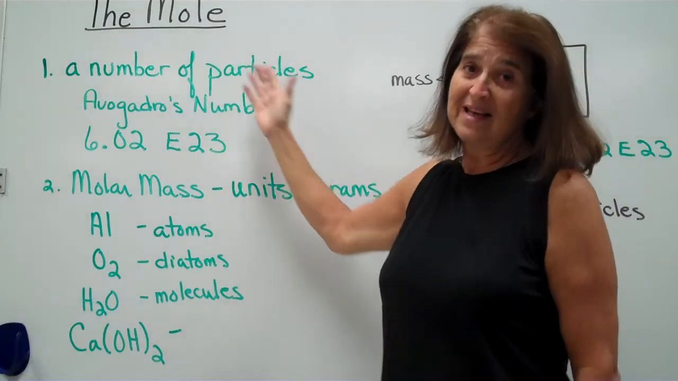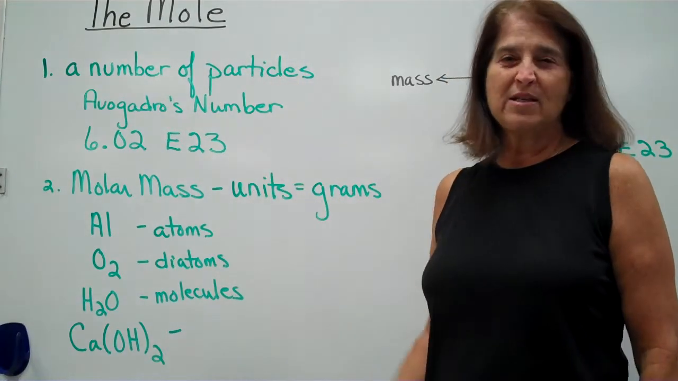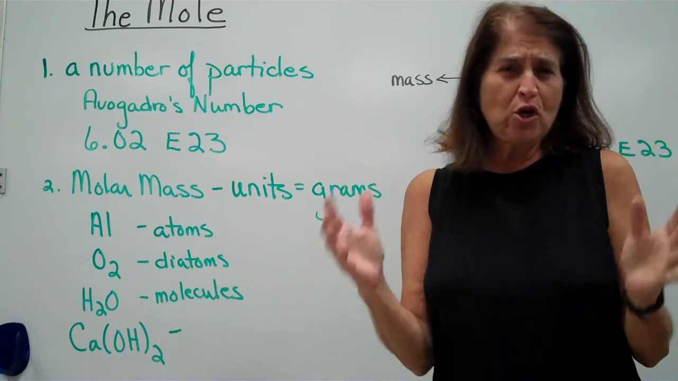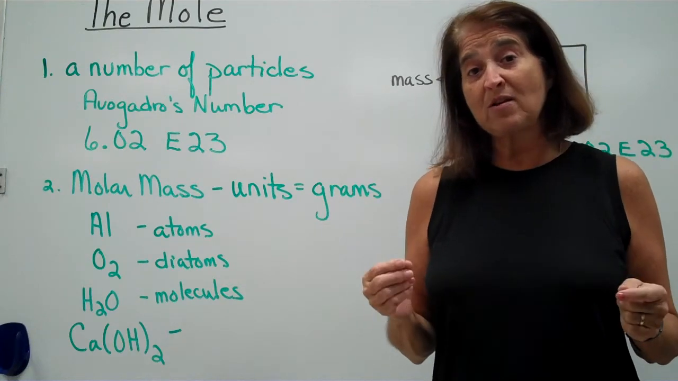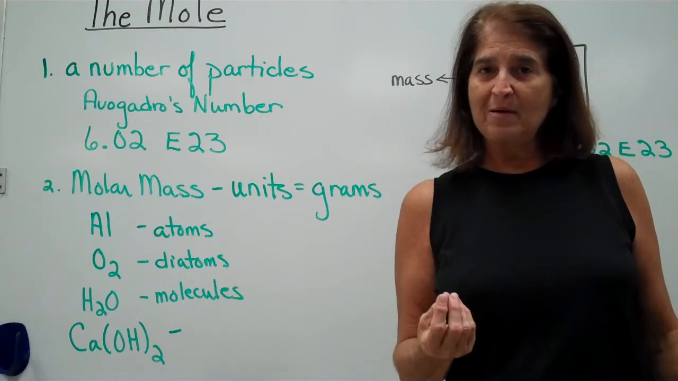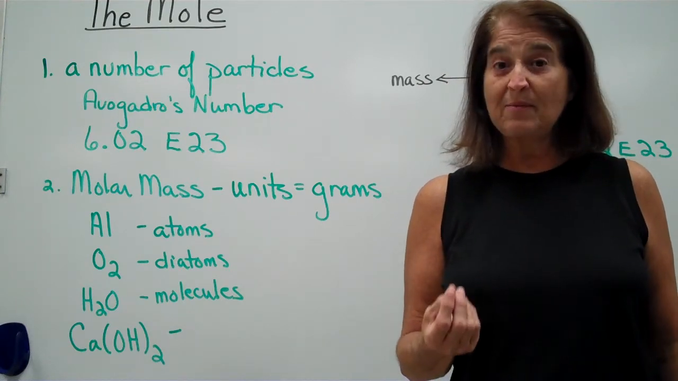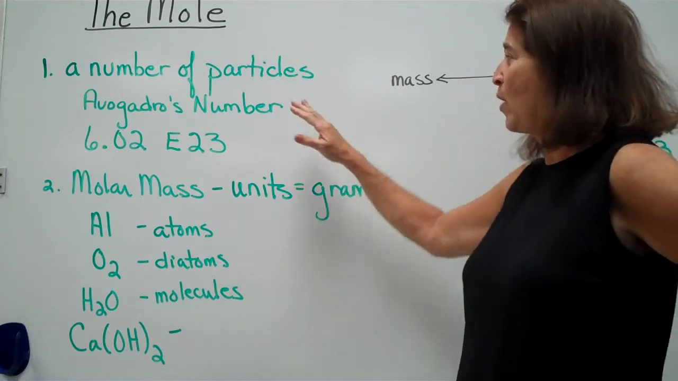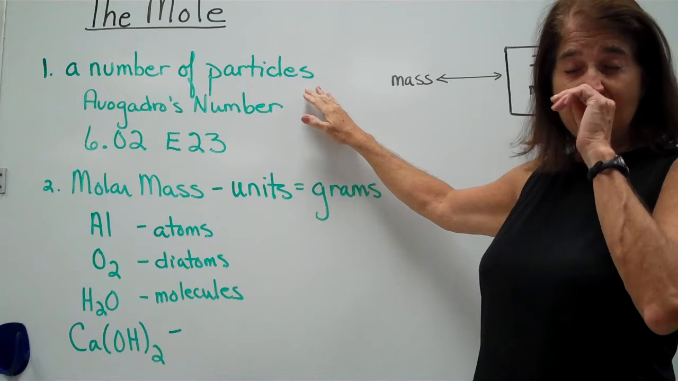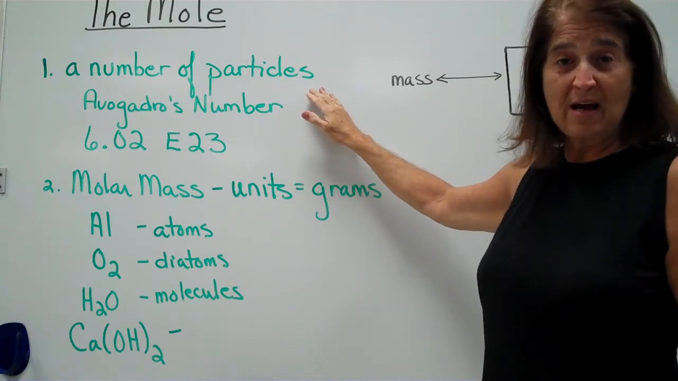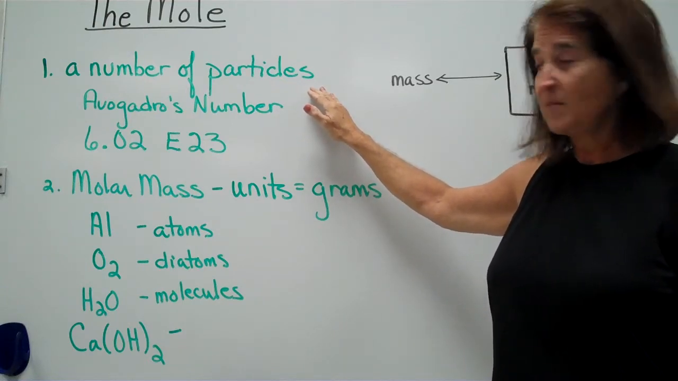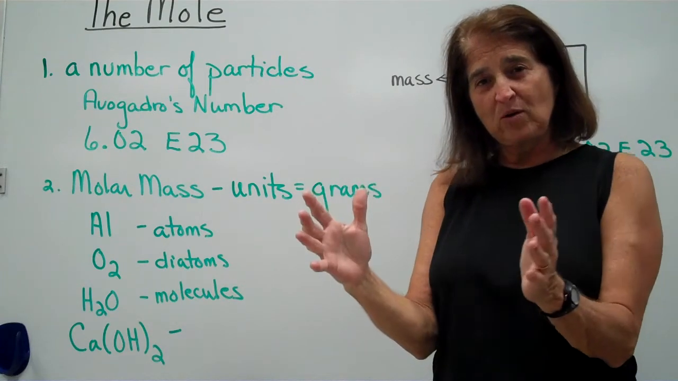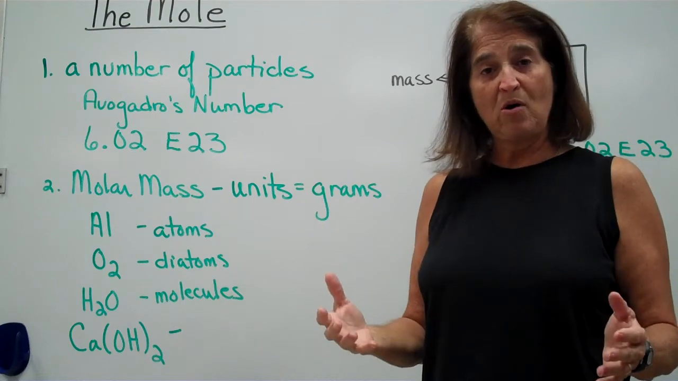A mole is a certain number of particles. Is it 12? No. Is it 2? No. It has to be some huge number because what chemists are measuring are atoms or molecules, something that's very, very small. And so we measure by using Avogadro's number. That's how we count. There is a certain number of particles in this bundle, this unit called the mole.